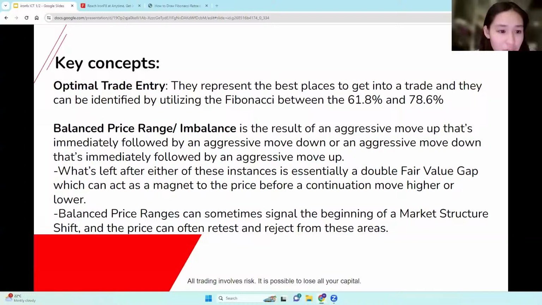Okay, balanced price range. What's left after either of these instances is essentially a double FVG, or fair value gap, which can act as a magnet to the price before a continuation move higher or lower. Balanced price ranges can sometimes signal the beginning of a market structure shift, and the price can often retest and reject from those areas.